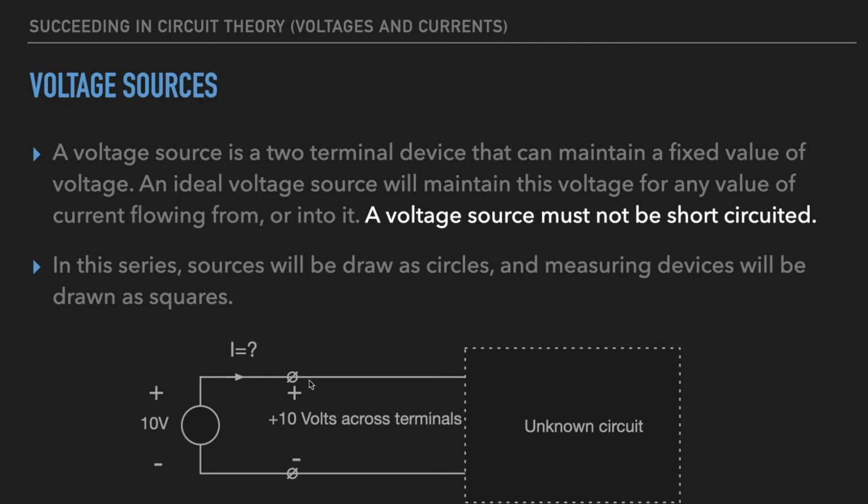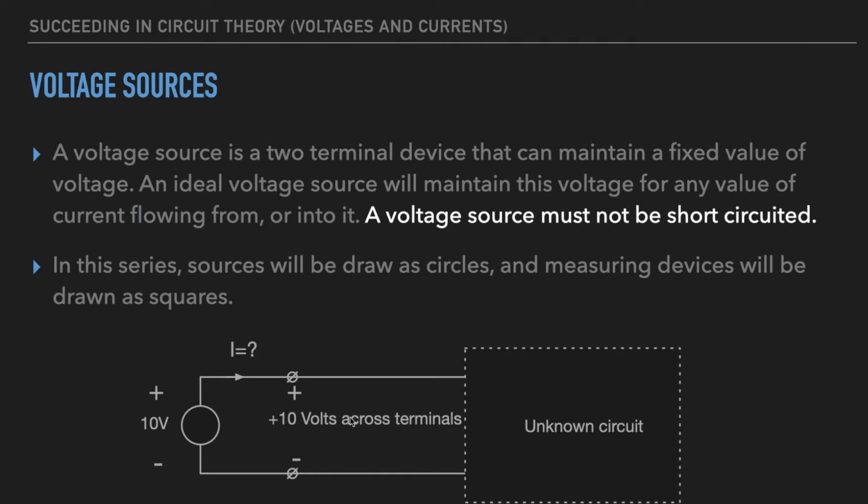A short circuit is basically when we draw a line straight across here. So if we put a wire straight across the terminals of a voltage source, in essence, a short circuit is 0 volts. By definition, 0 volts across it. You have 10 volts here, you have 0 volts, you have a big problem. Likewise, if we put another voltage source across it with a different value, we would also have a big problem. So that's something that you also shouldn't do.